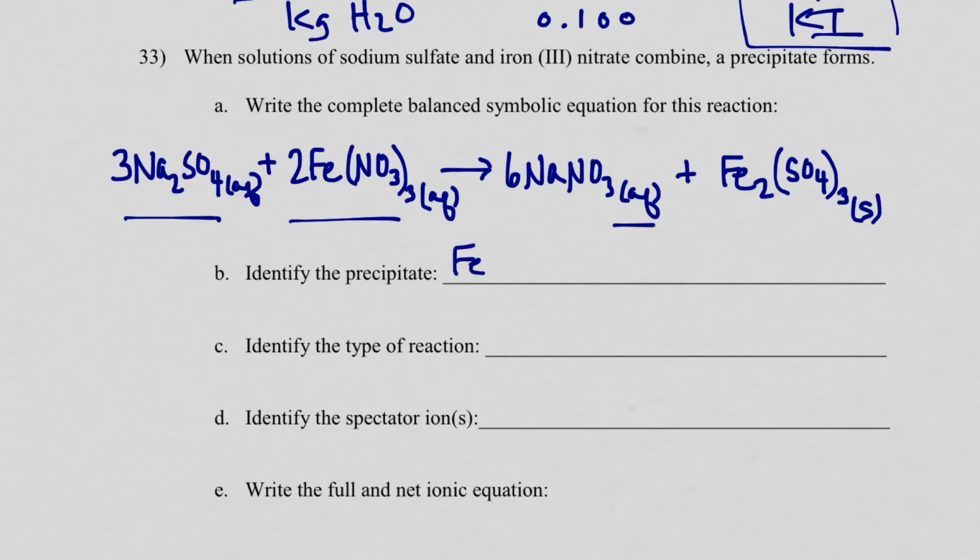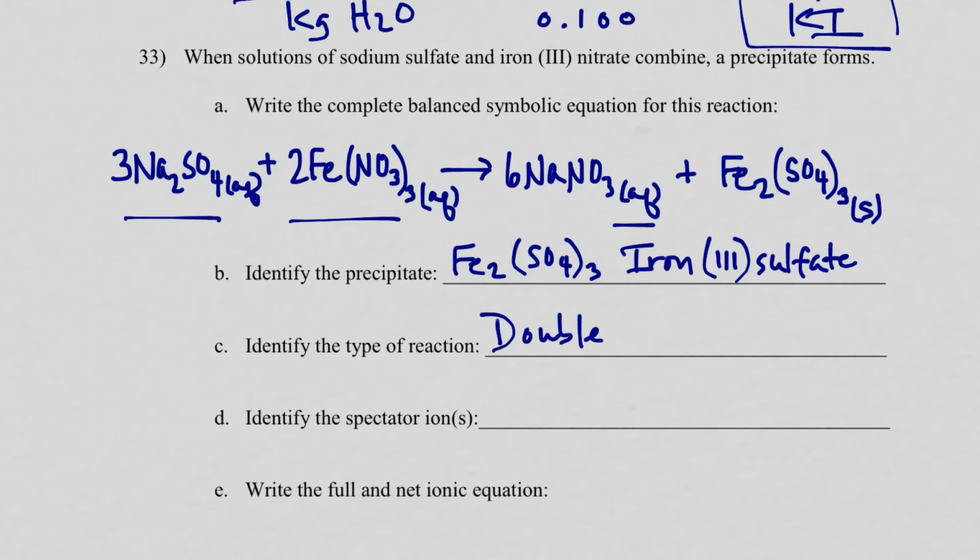It doesn't specify what it wants, so you could write the precipitate according to the chemical formula, which is what I would be more likely to do, or you could write the actual chemical name of the precipitate, which is iron 3 sulfate. Next, identify the type of reaction. This is a double replacement reaction. It is two ionic compounds where the cation and the anions are switching.